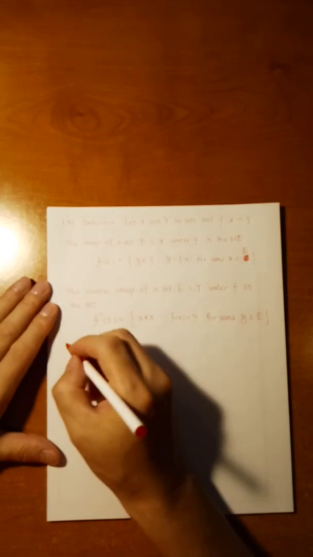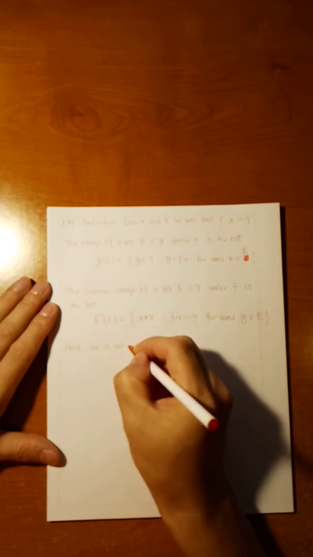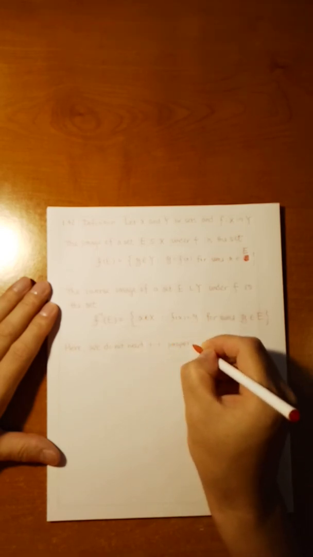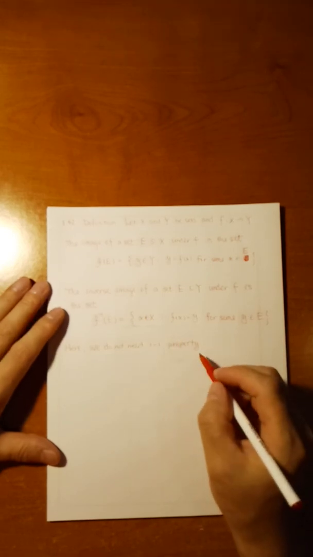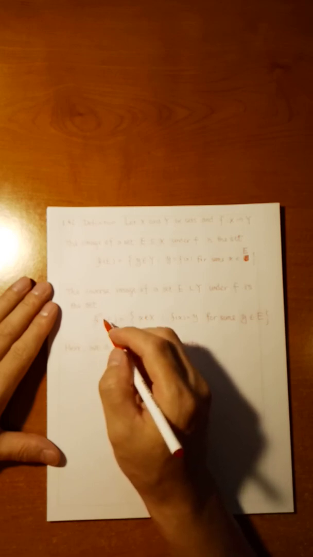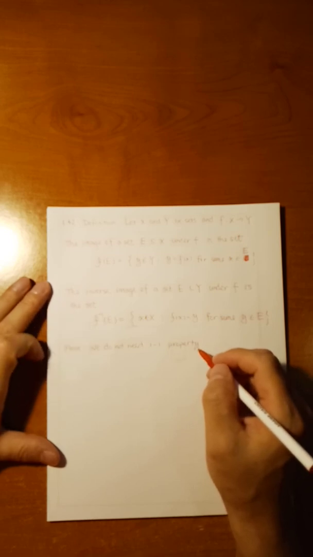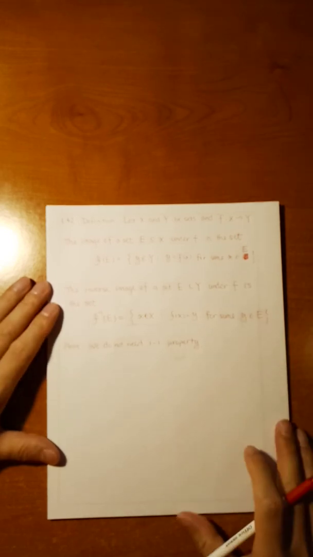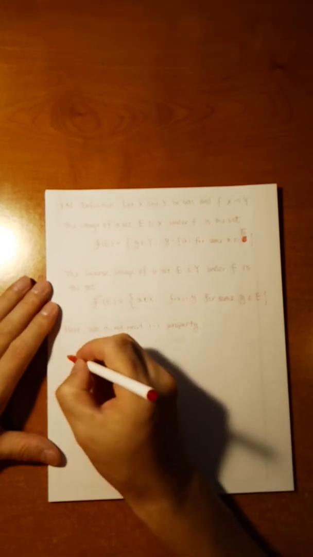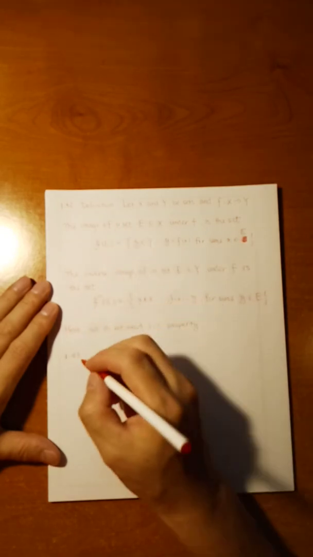So first of all, here we do not need the one-to-one property. Remember, when we define the inverse function, we need the one-to-one property, but the inverse image of a set does not require the one-to-one property. Okay? All right. Now let's see the basic properties of the image of a set and the inverse image of a set.